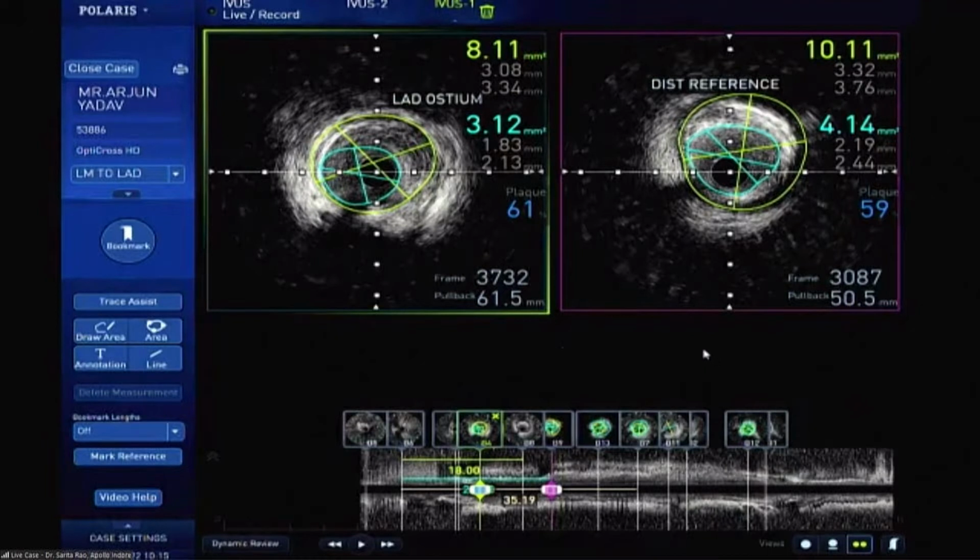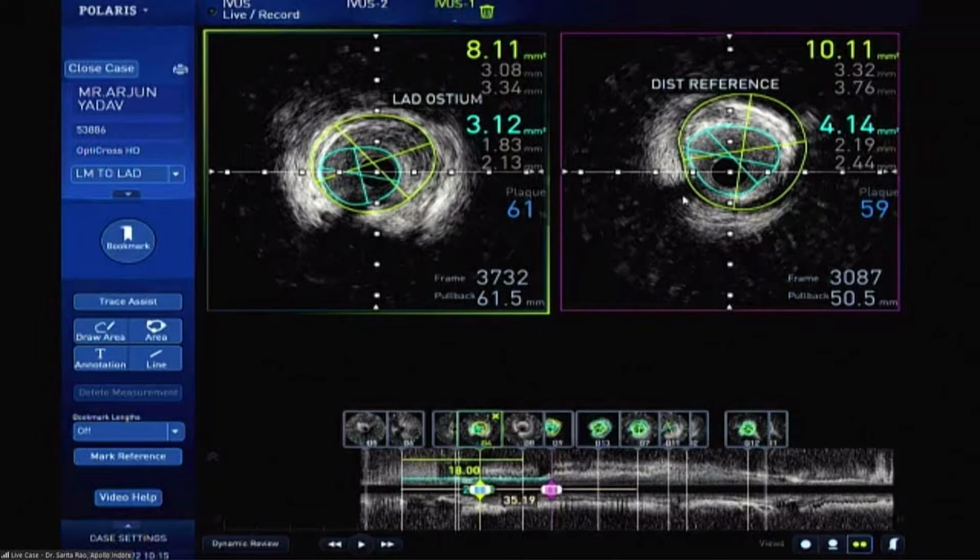So we have a vessel size of 3 at the LAD ostium. We are planning to stent from left main to LAD. At this point, when we were taking our IVUS run, we had some decompensation. And it's basically fibrous fatty tissue.